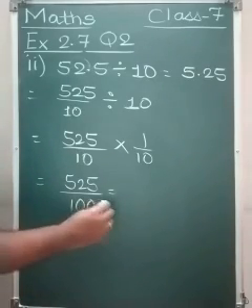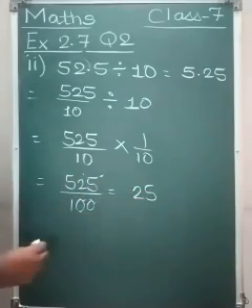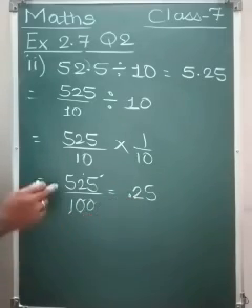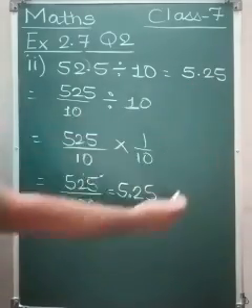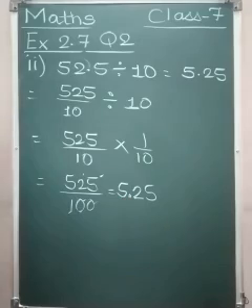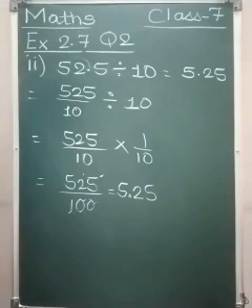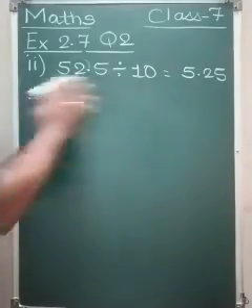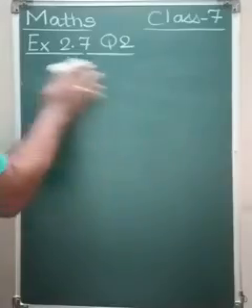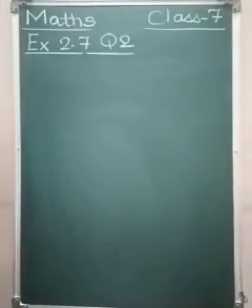For this 0 we will get 5, for this 0, 2. Now 1 comes, the decimal point, and 5 is remaining: 5.25. Our answer is done, so the answer is 5.25. Okay, very quickly, let's move forward. Take the third and fourth sum for homework. We'll do the fifth sum now. Okay, fifth sum.